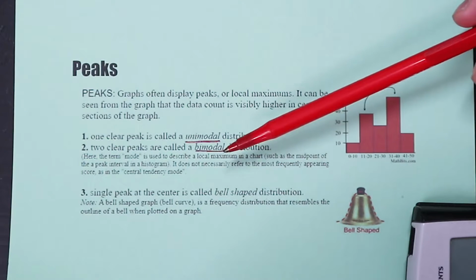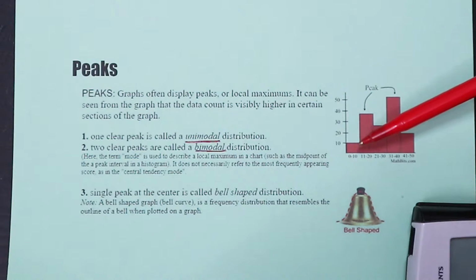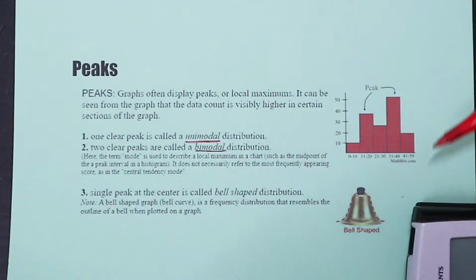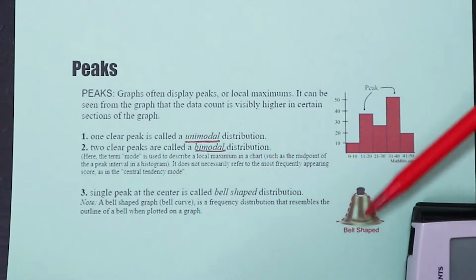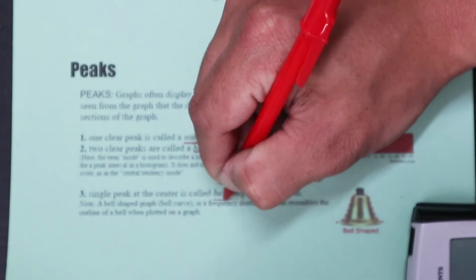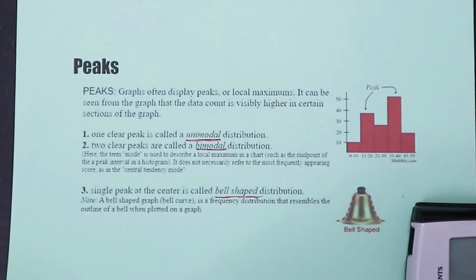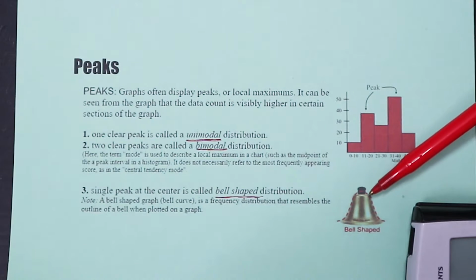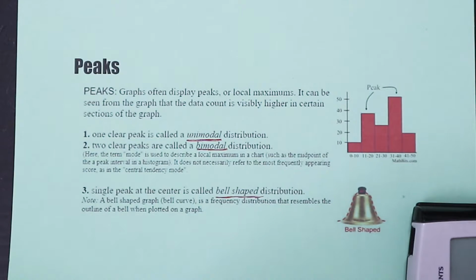Now, if it's a single peak at the center, right? So let's say this looks like a mountain, right? We call it a bell-shaped distribution. So bell-shaped because it just looks like a bell, right? And this is another word that you have to learn. So bell-shaped is usually unimodal because the highest point is usually right in the middle of the bell.